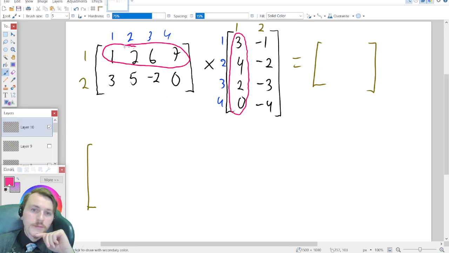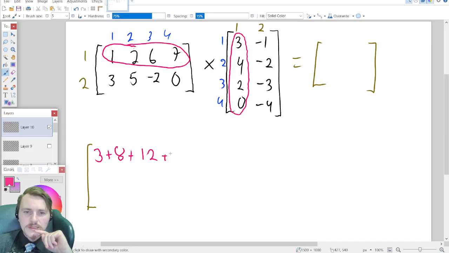What do we do here? 1 times 3 is 3, plus 2 times 4 is 8, plus 6 times 2 is 12, plus 7 times 0 is 0. We can then just do addition. 3, 8, 12, 0 gives us, oh, I don't know, math's hard, 23. Let's go on to another one.